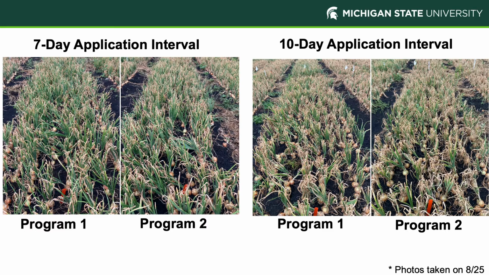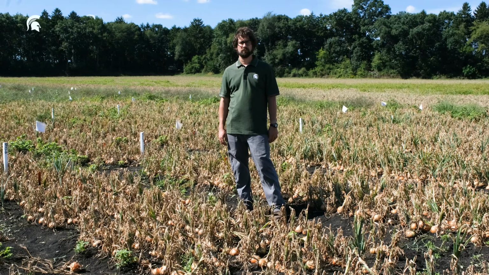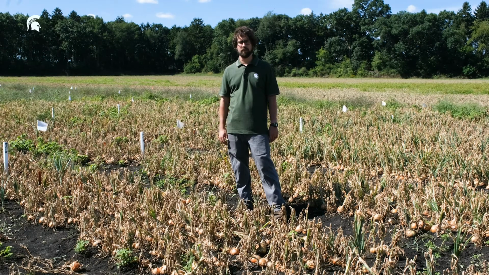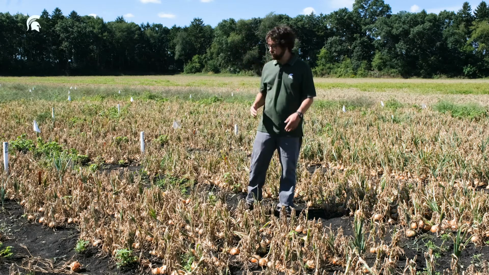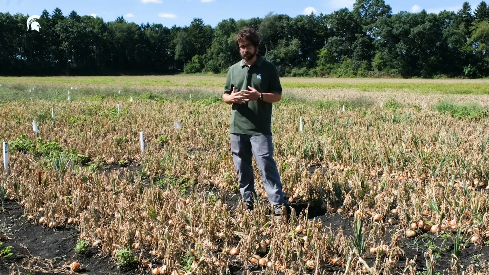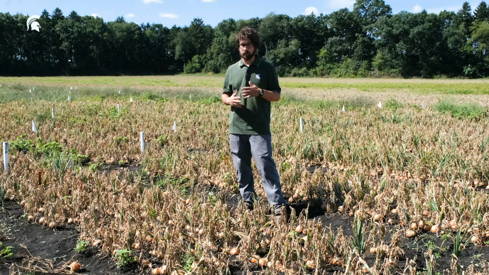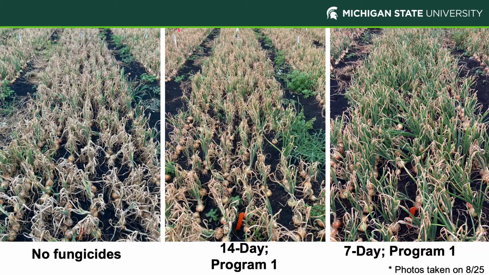Let's take a look at the 14-day application interval next. Okay, here's the 14-day application interval. Significantly less green tissue left in this plot compared to the 10 and the 7-day interval. So 14 is stretching the application too thin. We need to be applying at the 7 to 10-day range here, and 14 is too long between application intervals, at least to protect the amount of green tissue that should be left at this point of the season.